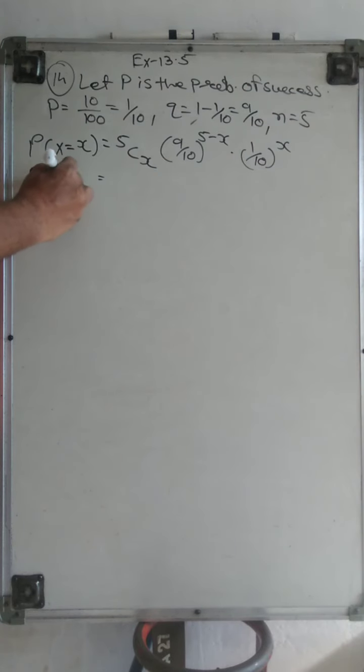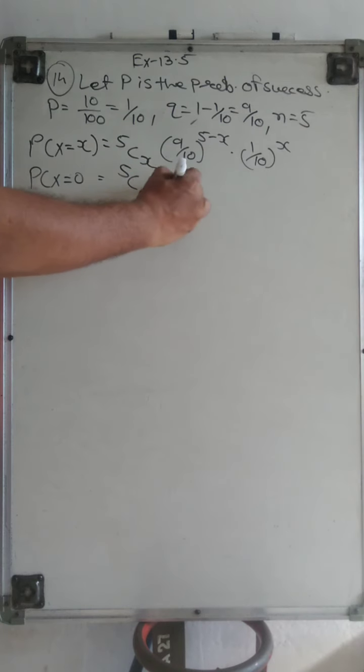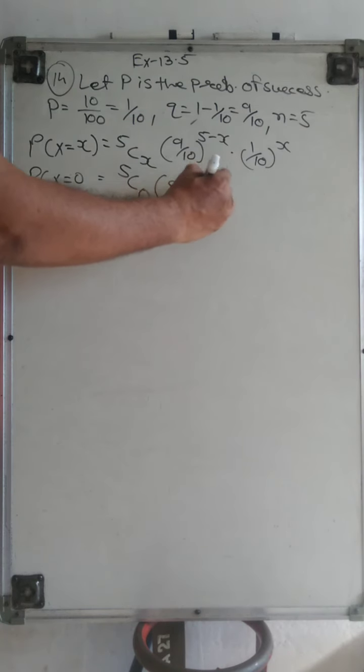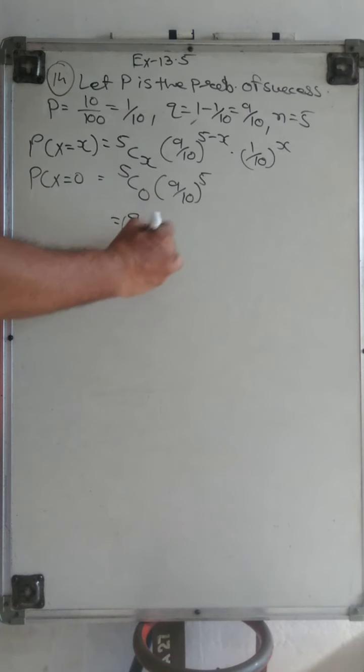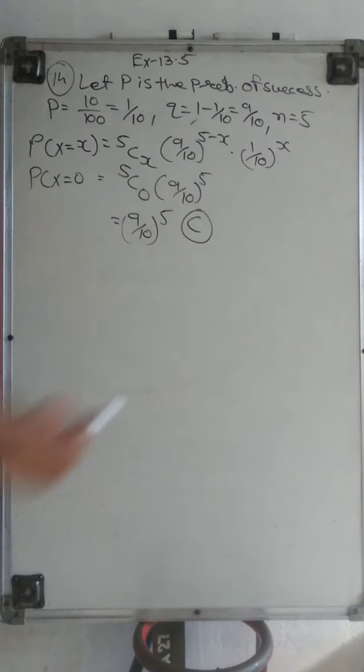And we want to find none is defective. So 5C0, 9 by 10 raised to 5. Okay, so 9 by 10 raised to 5 is our answer. Then this is the C answer.